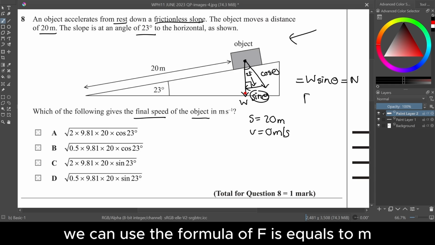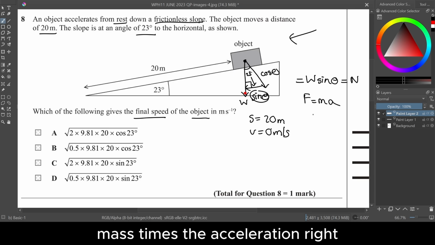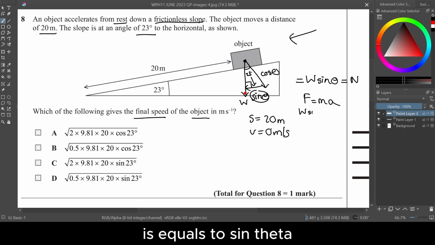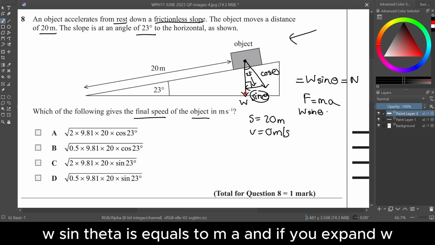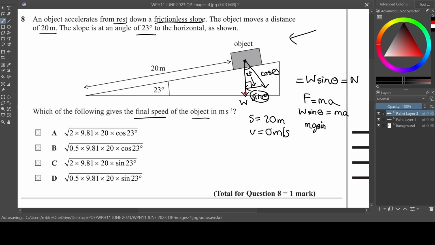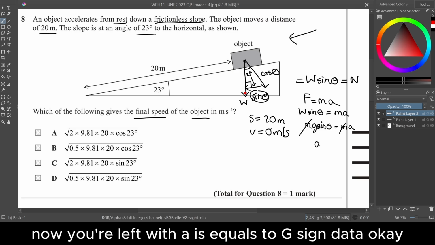We can use the formula F is equal to ma. Net force is equal to the mass times the acceleration, right? So your net force, or basically the force giving the box its acceleration, is W sine theta, which is equal to ma. And if you expand W, it is mg sine theta is equal to ma. Now m cancels out. Now you're left with a is equal to g sine theta.